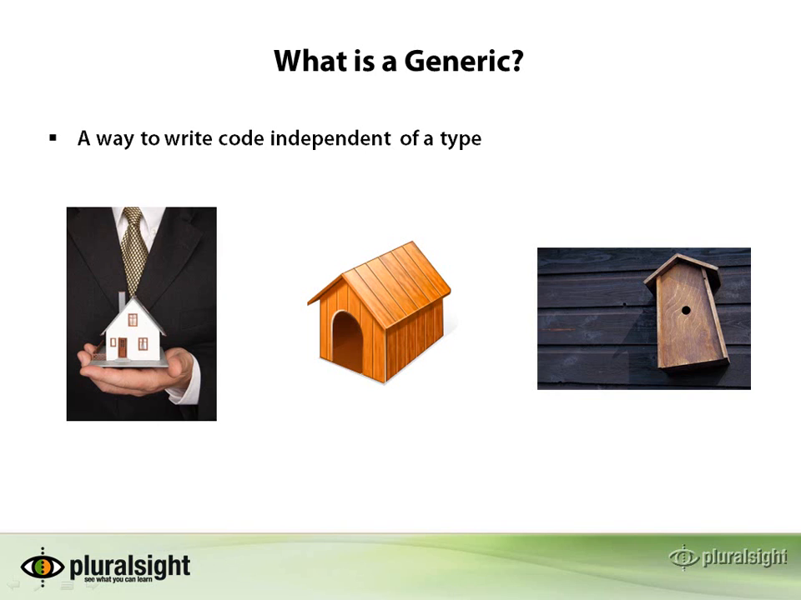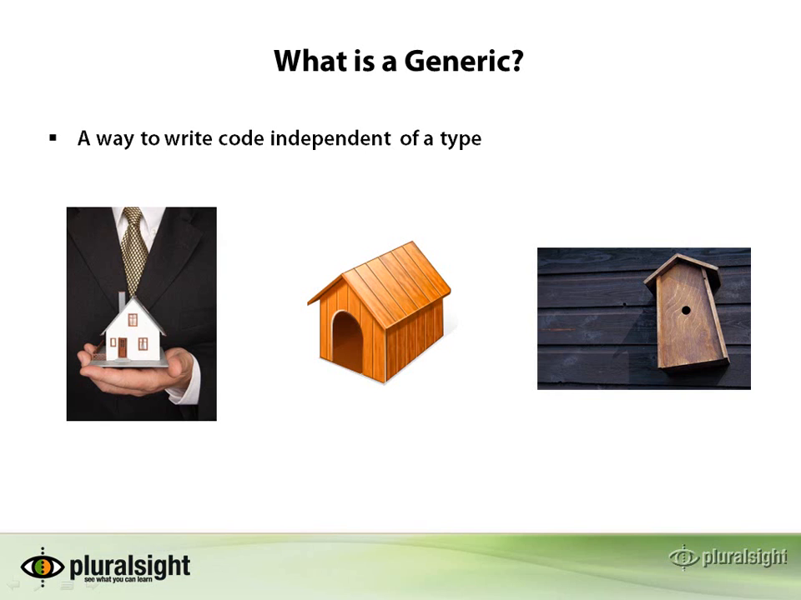You could create an inheritance hierarchy and try to reuse some of that code in that way, but a generic allows you to do this a lot more efficiently. It allows you to create a house and then specify the type in your code instead of trying to make a specific type of house.